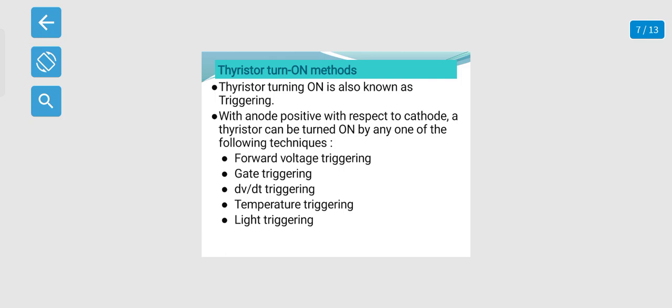It is possible to turn on the SCR at the desired value of anode to cathode voltage. Turn on gain: the ratio of anode current to gate current. For gate turn on, the turn on gain is very large.